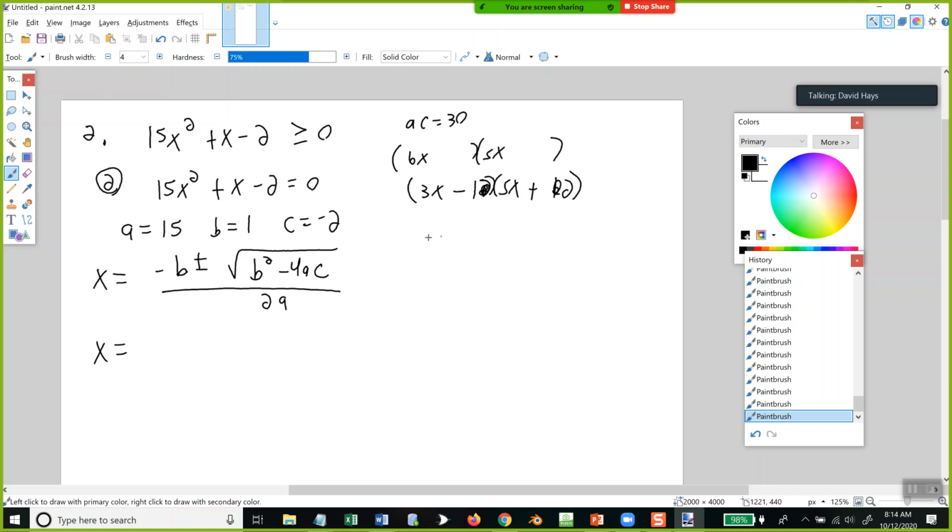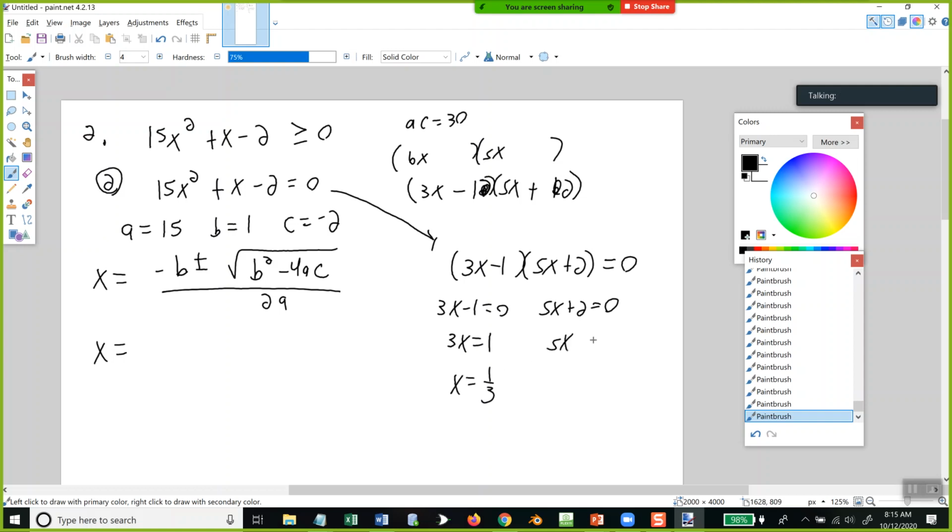It does factor. Quadratic formula would have given that to us, but 3x minus 1 and 5x plus 2. So zero factor property. Set each one of those equal to 0. Here I get 3x equals 1, x equals 1/3. And here take negative 2 over, divide both sides by 5, and you get negative 2/5.